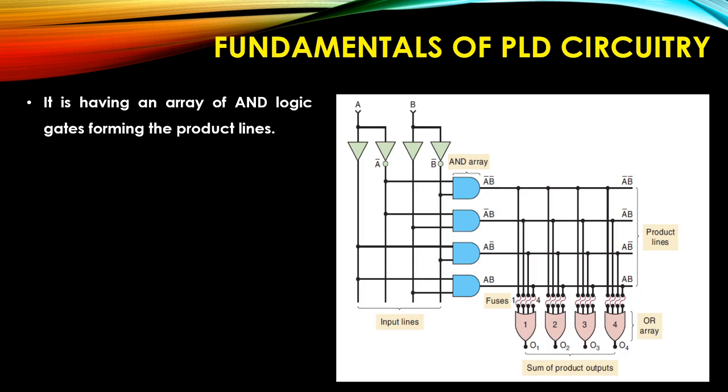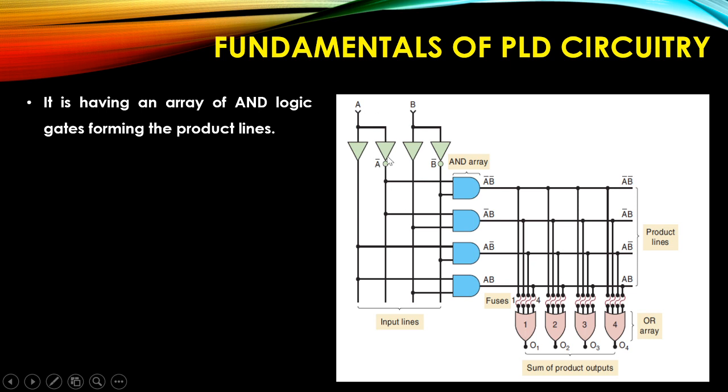Here we can see the diagram on the right hand side. We have an AND array. I'm discussing a PLD circuit where we have two variables named A and B. The complement variables are also available using NOT gates, which are A bar and B bar. Here we can see there is a buffer attached with the A terminal and the B terminal.